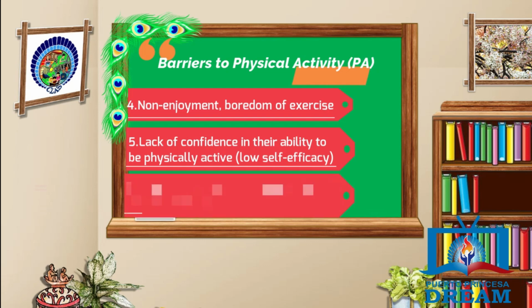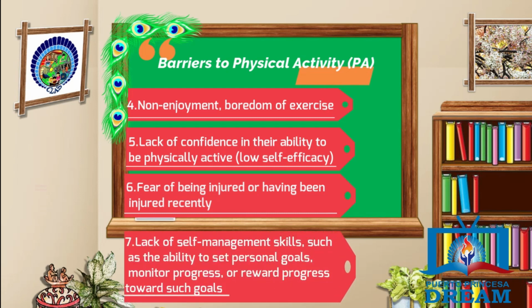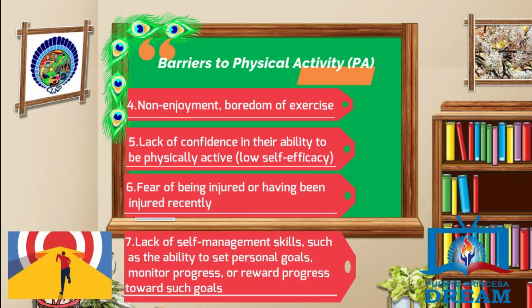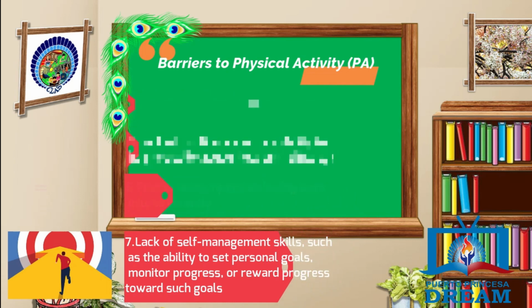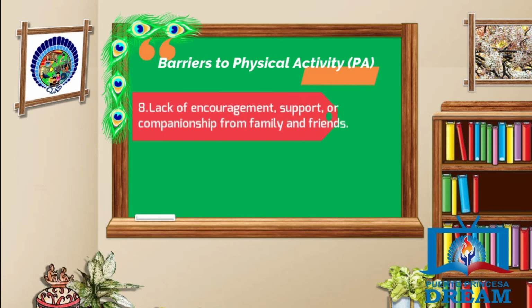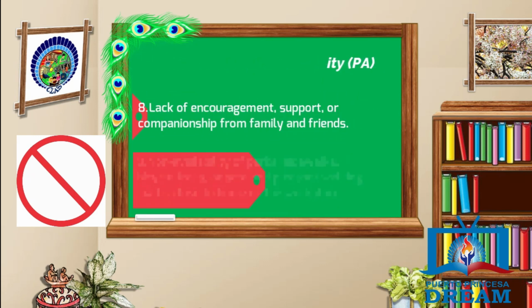6. Fear of being injured or having been injured recently. 7. Lack of self-management skills such as the ability to set personal goals, monitor progress, or reward progress towards such goals. 8. Lack of encouragement, support, or companionship from family and friends. 9. Non-availability of parks, sidewalks, bicycle trails, or safe and pleasant walking paths.